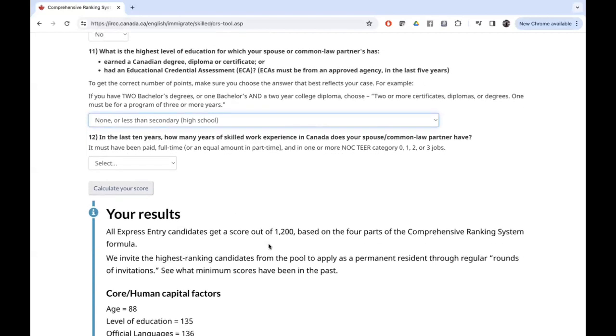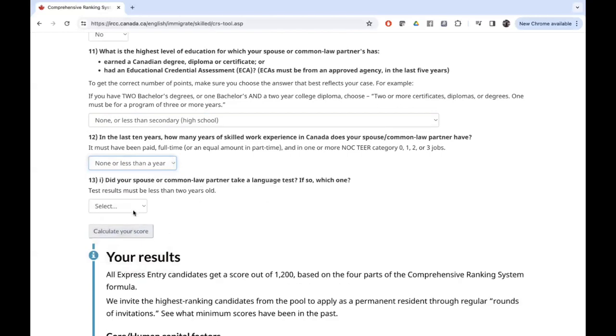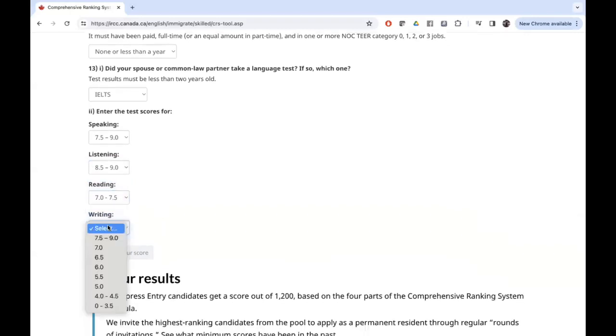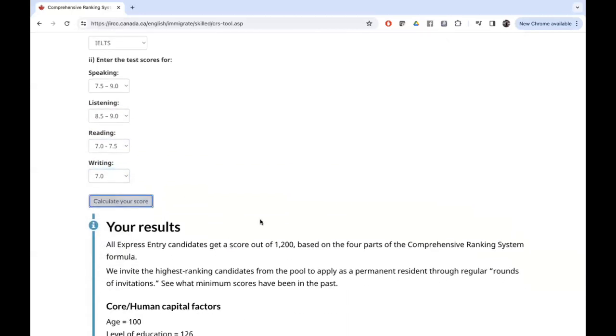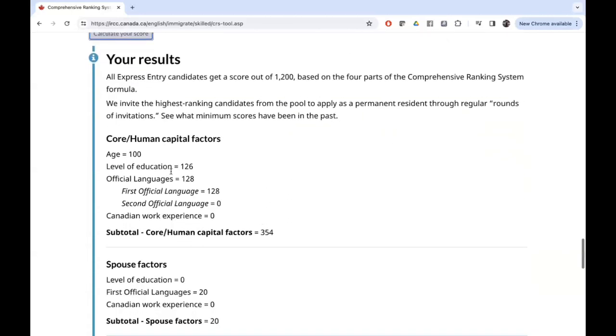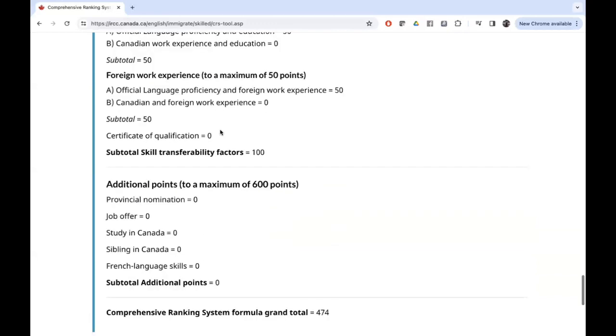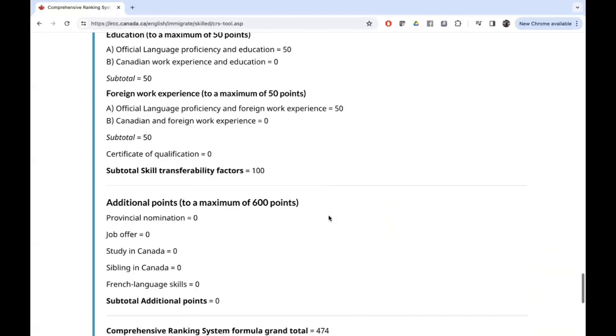In the last 10 years, how many years of skilled work experience in Canada does your spouse have? I say none. Did your spouse or common law partner take a language test? I say okay, IELTS. And here again, I go for the highest one. You can change according to your preferences or if you already have the results. So now my age points, because I selected 29, have gone up to 100. And let's move to the spouse factor. First official language, I got extra 20 marks for that. And then my points are 474, which is very low.